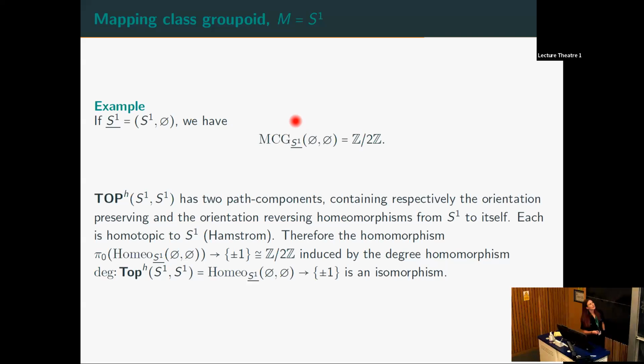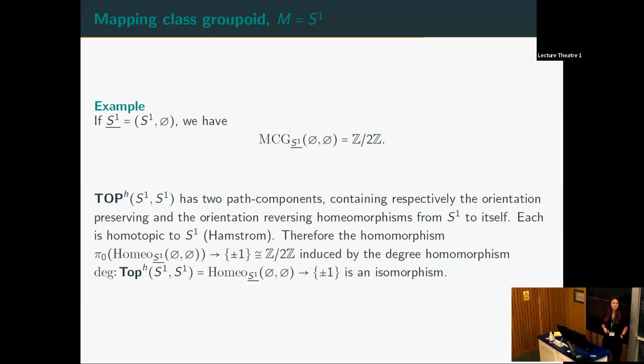Okay, so we can look at some examples. If we consider our ambient space M to be the unit circle, and we first think of our n as being empty, then we get that the morphisms are equivalent to Z over 2Z. This can be seen just by noting that the space of homeomorphisms from S1 to itself has two path components, the orientation preserving and the orientation reversing homeomorphisms. And so this means we can just look at the map induced by the degree homomorphism, and this gives us an isomorphism from the pi 0 to Z over 2Z.